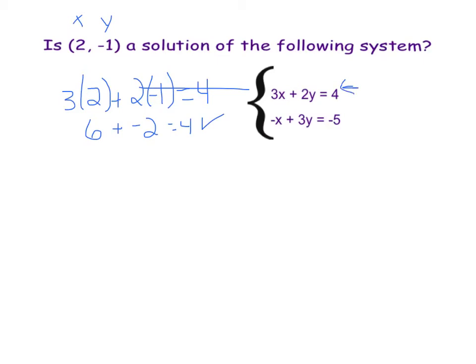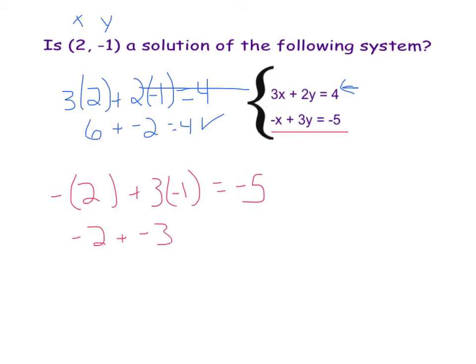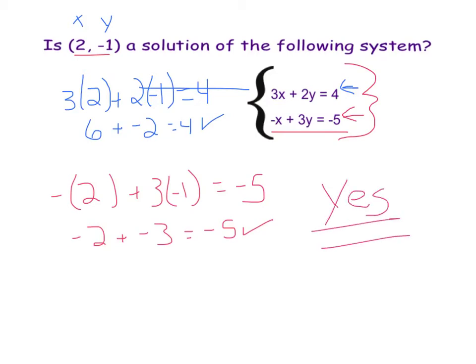So now we have to check the next one. So again, I'm going to leave a space for my x and my y. So my x is 2 and my y is -1. So now I have -2 plus a -3 equals -5. That makes a true statement. So (2, -1) is also a solution to this equation. Since it makes both of these equations true, it is a solution. So yes, (2, -1) is a solution.